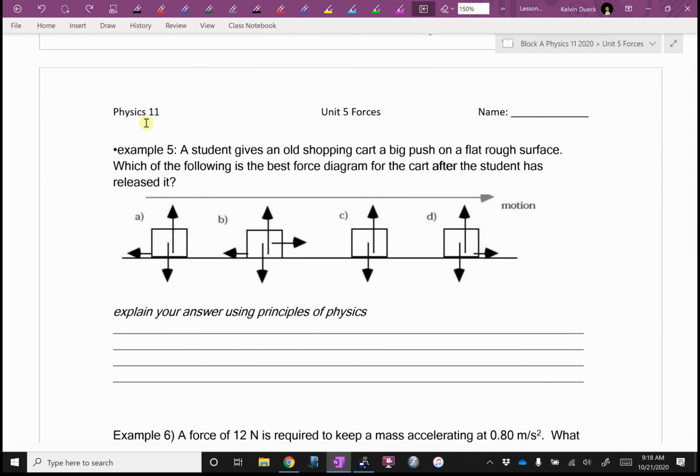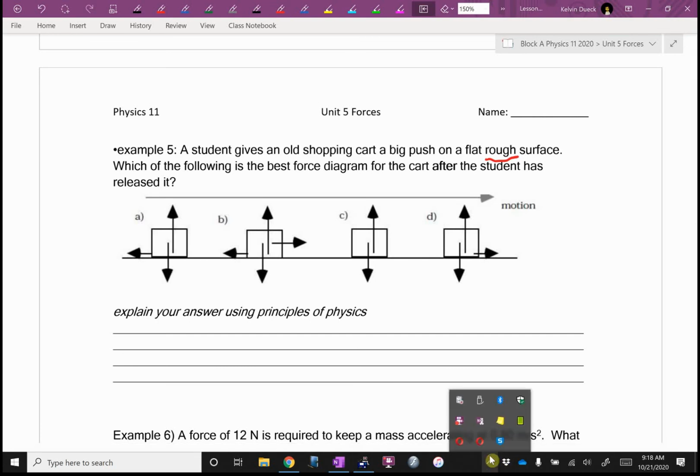Example 5. A student gives an old shopping cart a big push on a flat, rough surface. Underline the word rough. Whenever I say rough surface, which force am I telling you to include in this question? Friction. Okay. Which of the following is the best force diagram, free body diagram, for the cart after the student has released it? And there's 4 to pick from.